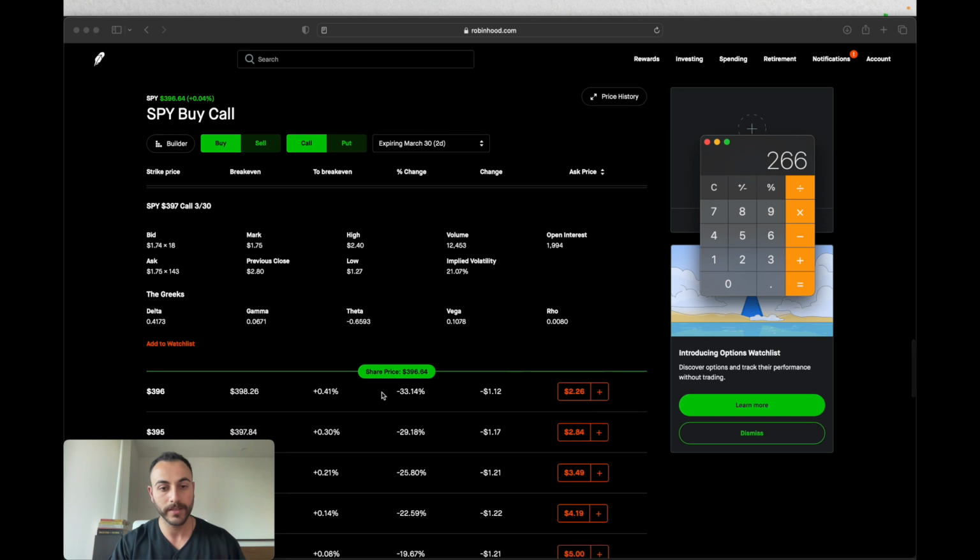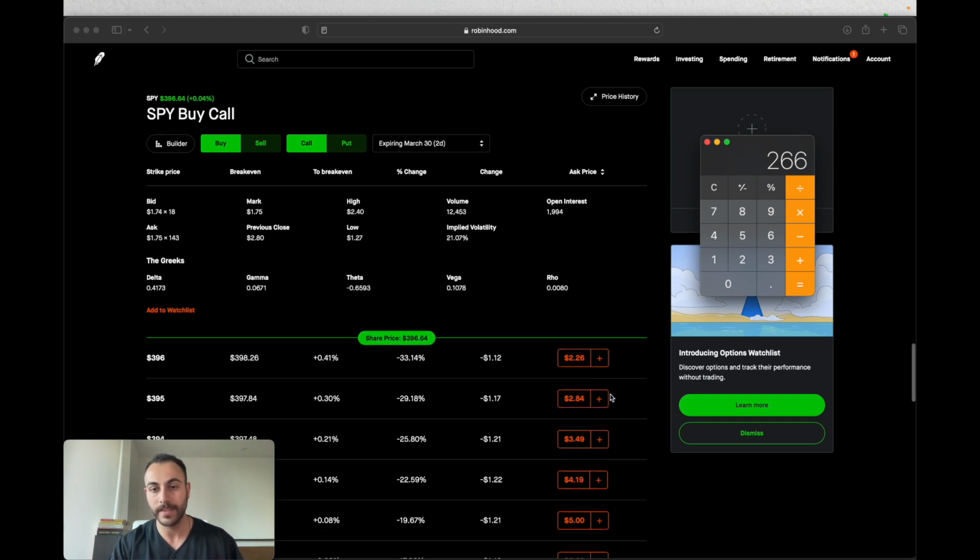But if we go into the money $2 more, you're going to see that we're roughly close to what the contract would be. So here our calculations came out to be about 266, and we see that this contract is trading at 284, which is $2 more into the money. So you see, it's very simple. Now on the flip side, if the stock goes down by $1, you're going to be losing $41, and the same goes for the second dollar.